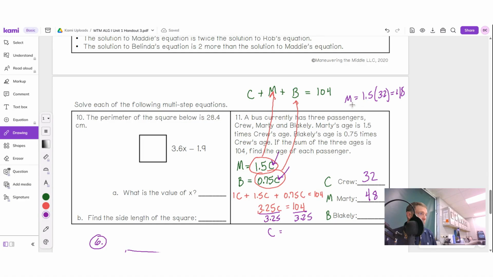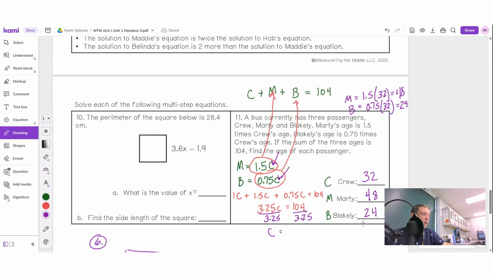And we know that Blakely is 75% of Crew's age, which is 32. Now, if you break down 32 into quarters, that's 8, 8, 8, and 8. If we keep 3 of those quarters, 8 times 3 is 24, and that's our person Blakely. So here are our ages. Crew's 32, Marty 48, and Blakely is 24.